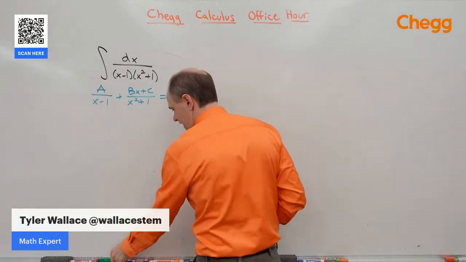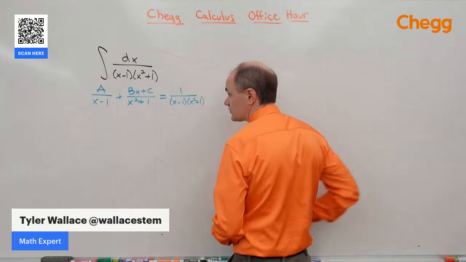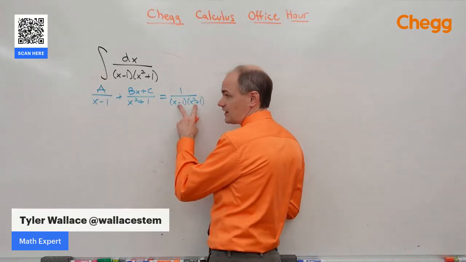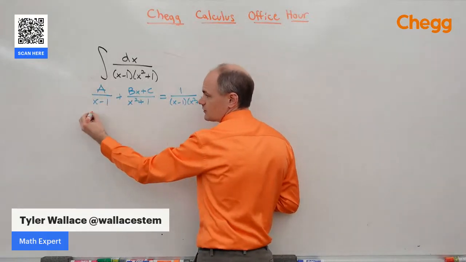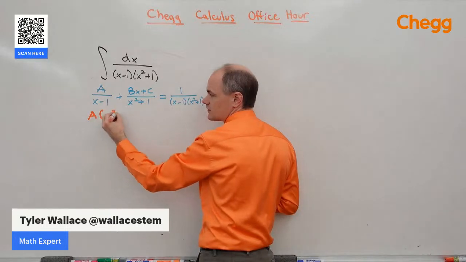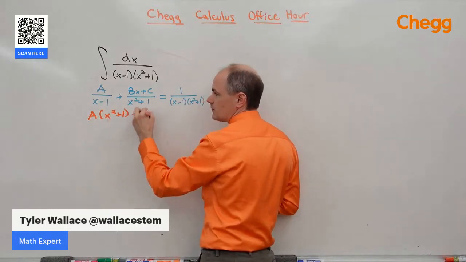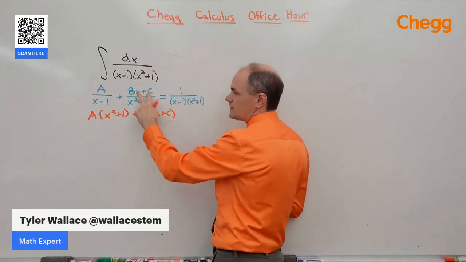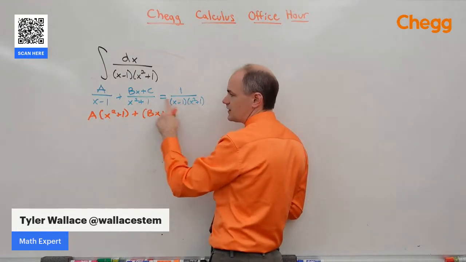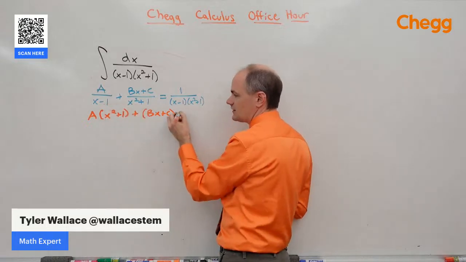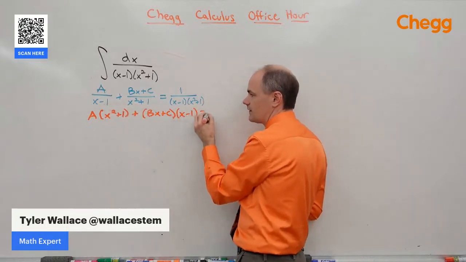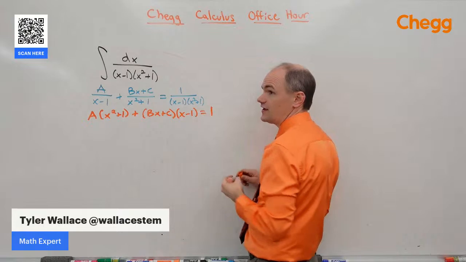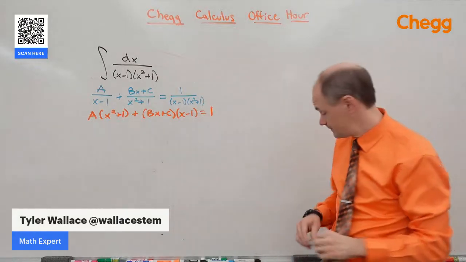So let's go ahead and solve this. We're going to solve it by multiplying by this common denominator. So the x minus 1's reduce out, and we're left with a times x squared plus 1. Plus, we'll have this bx plus c. And it's going to get multiplied by the common denominator, but the x squared plus 1 will divide out, leaving just the x minus 1. Both of them divide out over here, and we're just left with 1.